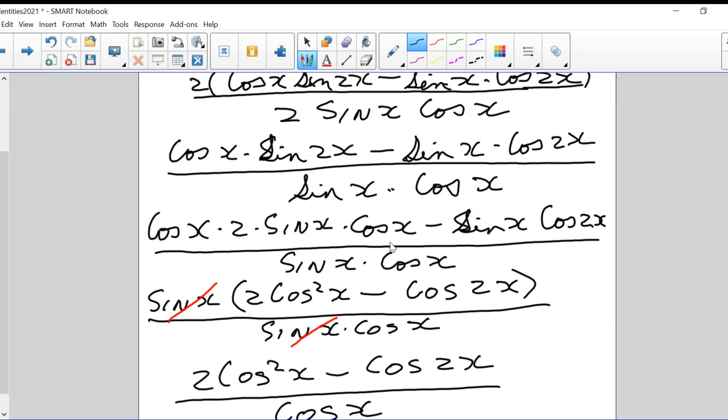Okay? All right. So what we're doing is multiplying these four things together. Cos x times 2 times sine x times cos x. So these four things are being multiplied together. Okay? On the second part, the part that's being subtracted, and let me clean that up as well.